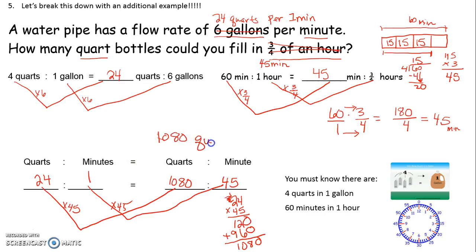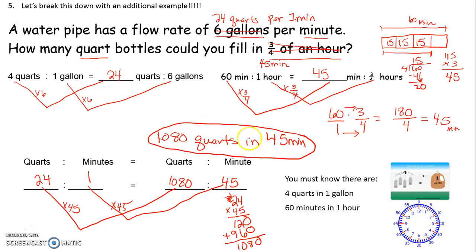1,080 quarts in 45 minutes, which we know is 3/4 of an hour. Now on your actual CR, they ask how many 2-quart bottles. Well, if you were filling 2-quart bottles, you'd have to think about what to do with this 1,080. You'd have to do something with that 1,080 at that point if you're asking about how many 2-quart bottles could be filled. All right, let's move on to number 6.